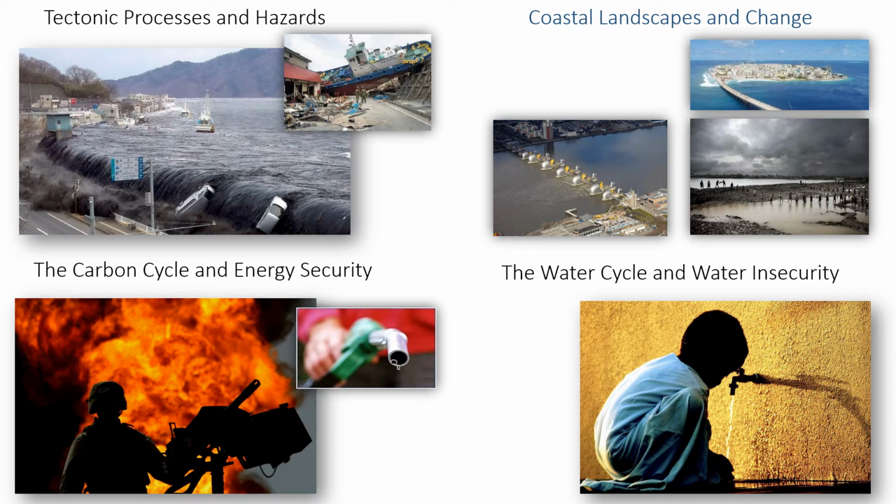Then we move on to coastal landscapes and change, and you studied this part of your GCSE, coastal landscapes, and you've got a good understanding of the physical mechanisms that shape our landscape. But we look more globally, and we build on your knowledge and look at some of the hazards that are occurring on the coast, such as, for example, sea level rise.